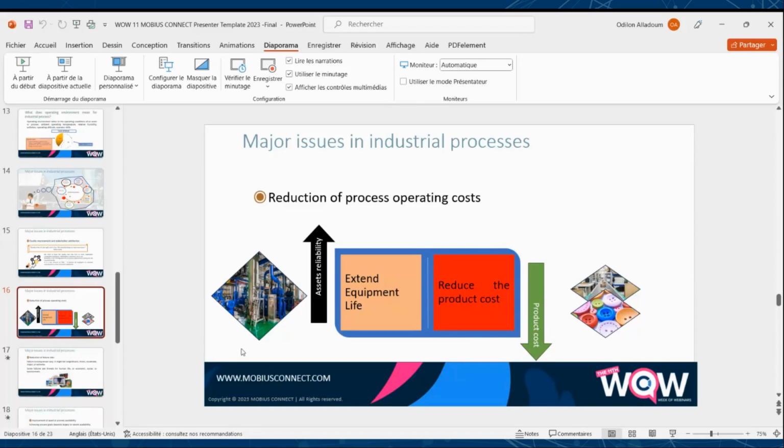On the other hand, we can achieve this goal by improving asset reliability. It is demonstrated that the operational costs in the process also depend on its reliability. As we are concerned about maintenance, optimization, and reliability, we must understand that the reduction of process operating costs is a great challenge, and we must take it into account in order to develop an efficient reliability and maintenance strategy.